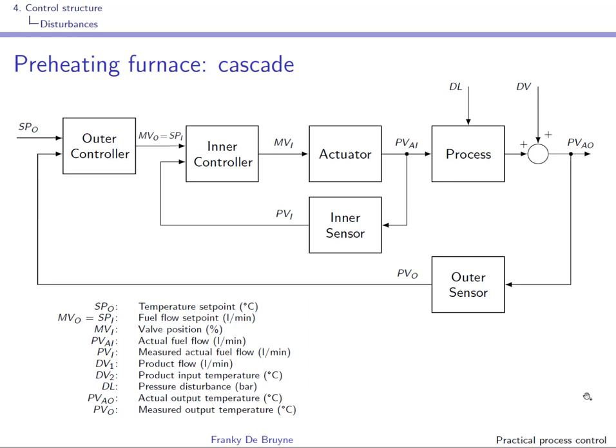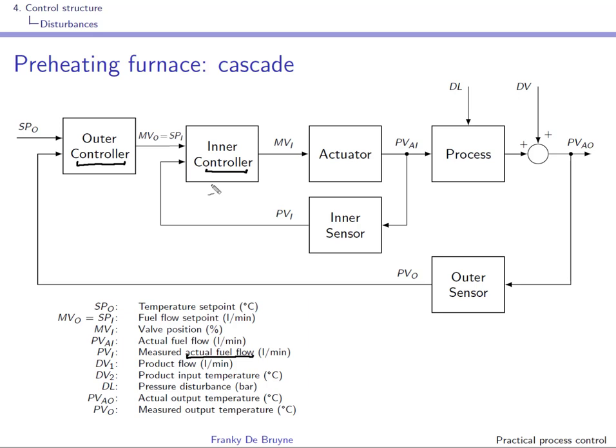Well, in order to be able to implement this cascade control for the output temperature, we need to have access here to the actual fuel flow. So this requires a sensor to measure the actual fuel flow. Notice that this cascaded solution is more complicated. Of course, we need to tune two controllers, the inner controller and the outer controller, and we'll see later on in the course when we consider cascade control.